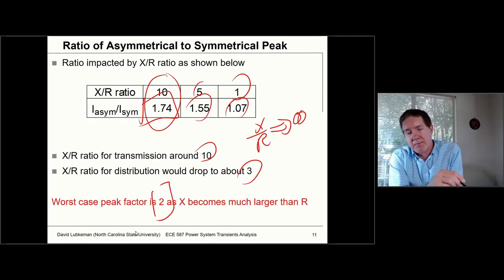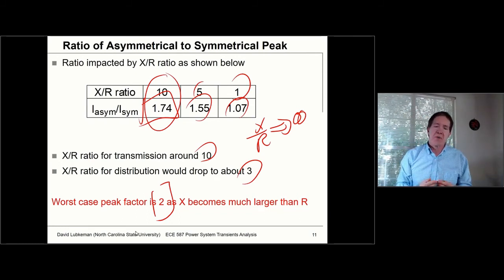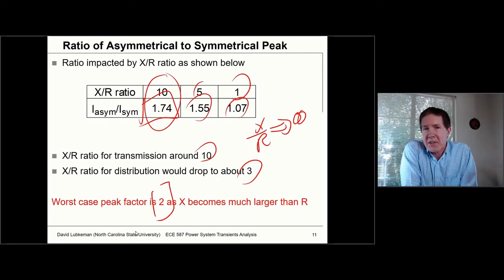All right. So another takeaway in this case would be, well, how bad could this get? Basically, this could get as bad as a current doubling, where the asymmetrical current could be a factor of 2 times greater than the symmetrical current. In other words, if you were going to do just a normal steady state phasor calculation, you'd have to multiply that by 2 to get what could conceivably be the worst case peak current that you would actually see in the field.